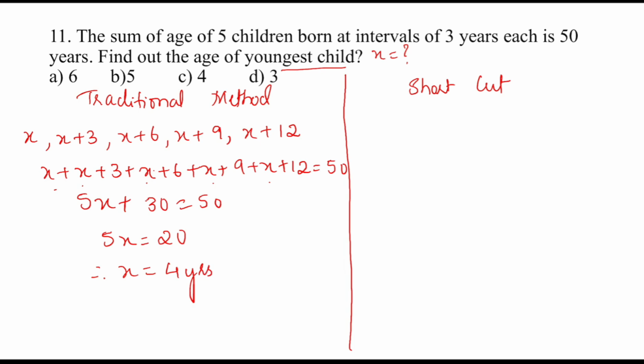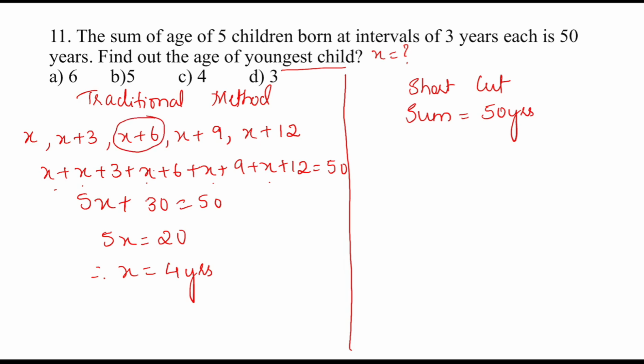So the same problem, how can we solve it using the shortcut method? Now we know that the sum is 50 years. The sum of all the 5 children's ages is 50 years, isn't it? Now we know that the average is always the middle term. So what is the middle term? The middle term is x plus 6.